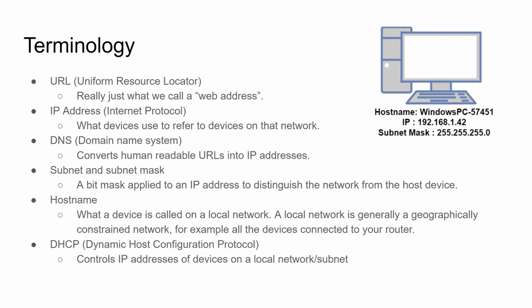DHCP, or Dynamic Host Configuration Protocol, assigns each host or each device on a network with its IP address. A DHCP server usually runs on the router in home networks and detects whenever a new device joins and then assigns it an IP address.